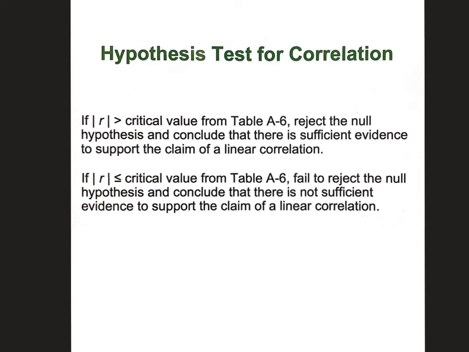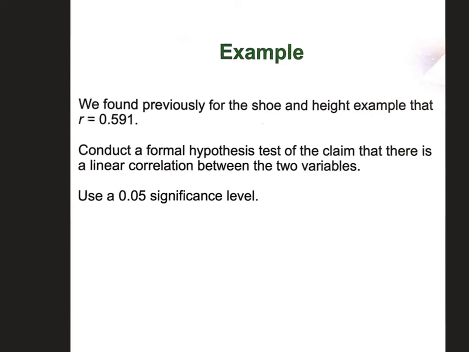All right, hypothesis test for correlation. When you calculate your R, if R is greater than the critical value, we're going to reject the null. If R is less than the critical value, we're going to fail to reject the null. And remember, the null was that rho is 0, or that there is no linear relationship. So if we reject the null, we're saying that there is sufficient evidence to support the claim of linear correlation. If we fail to reject the null, that means there's not sufficient evidence to support the claim of a linear correlation.